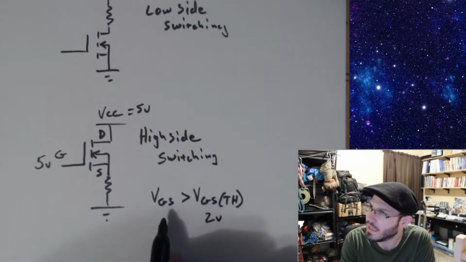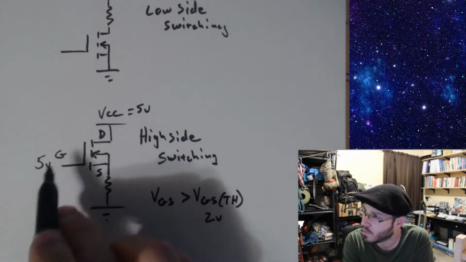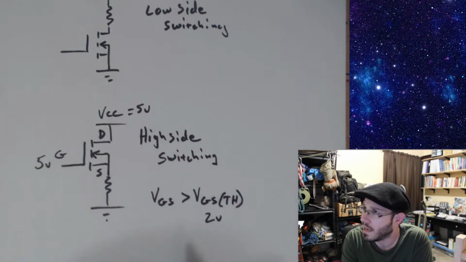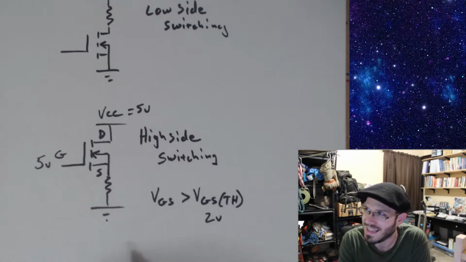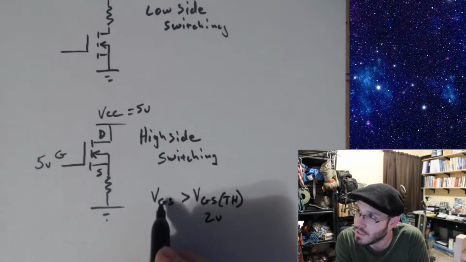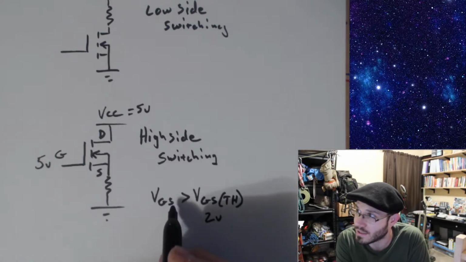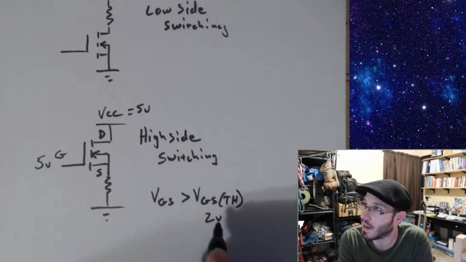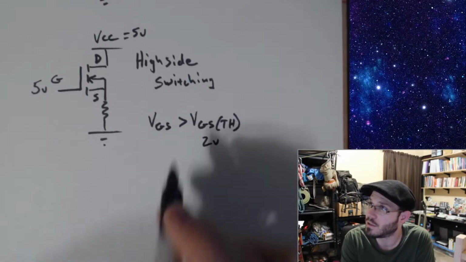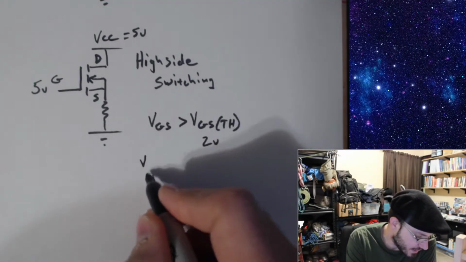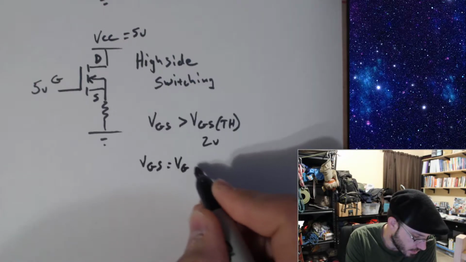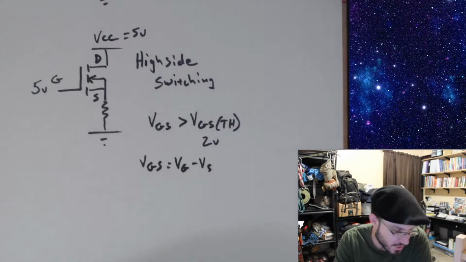Okay, and you may be looking at this and you go, well, we have 5 volts at the gate. Therefore, this should be on because 5 volts is greater than the threshold voltage of 2 volts. Here's the problem with that: it's the voltage between the gate and the source that needs to be greater than this threshold voltage. Well, what's the voltage at this point? You can break this down into the voltage at the gate minus the voltage at the source.